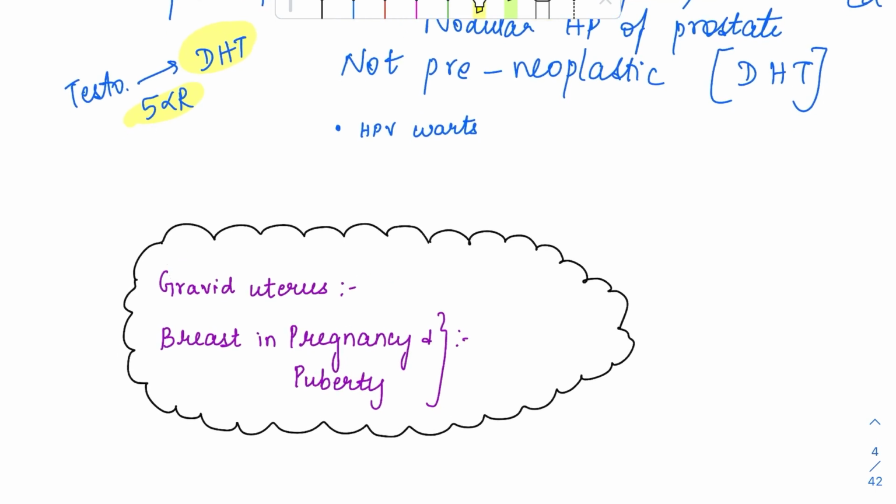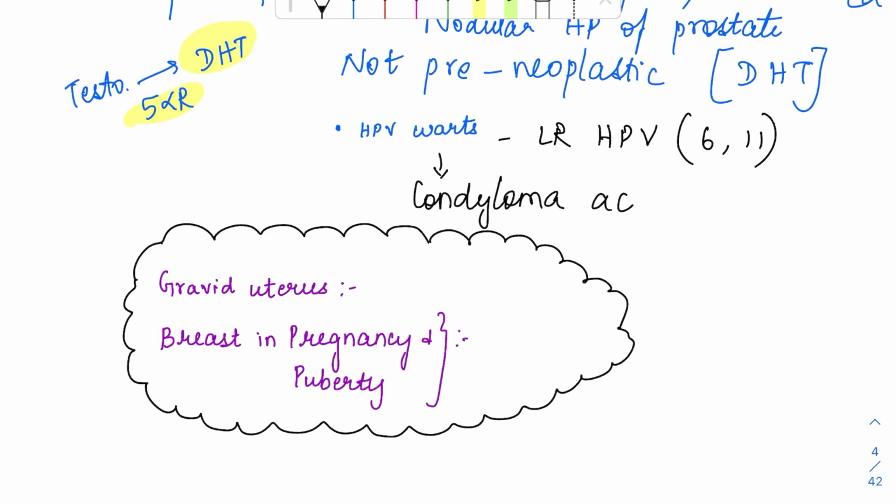Then another example of hyperplasia will be HPV warts. These HPV warts are caused by low risk human papilloma virus, which are strains 6 and 11. So they result in these HPV warts, which are called condyloma acuminatum. Okay.